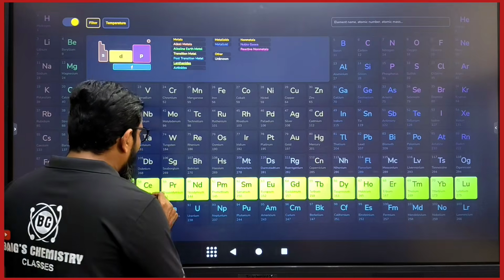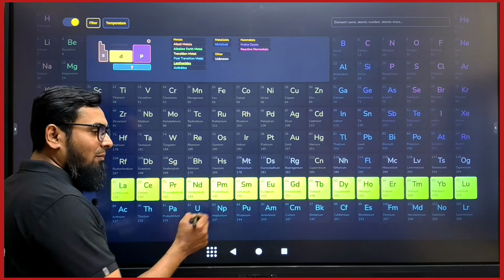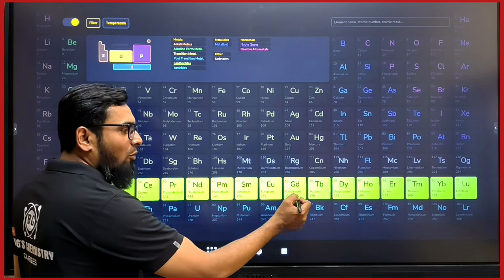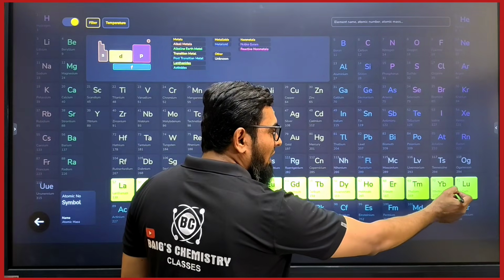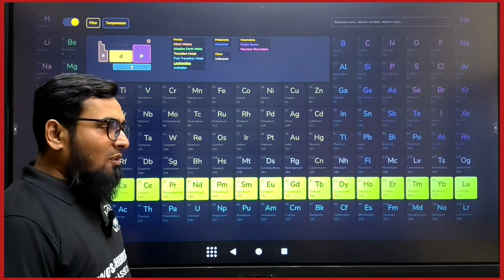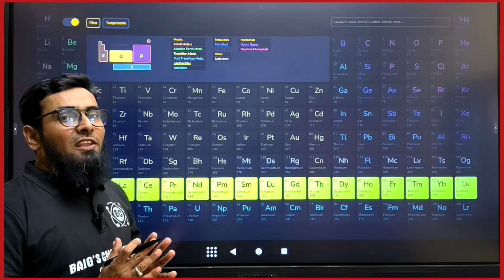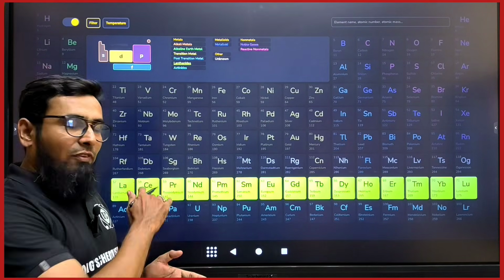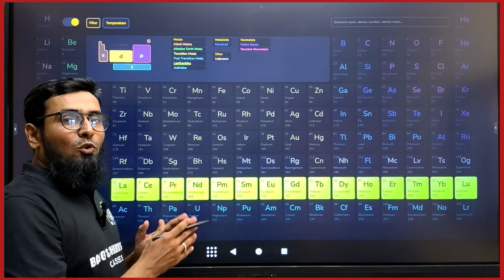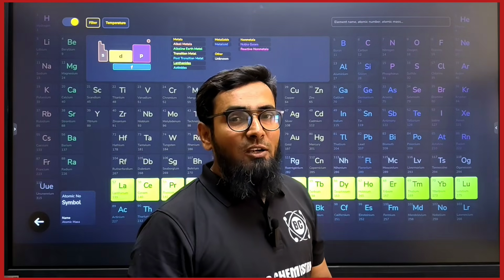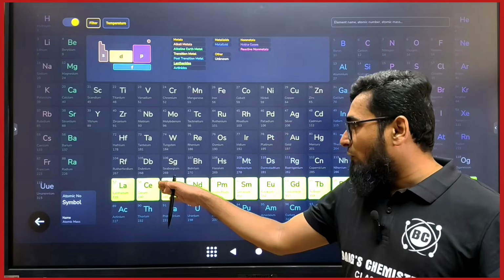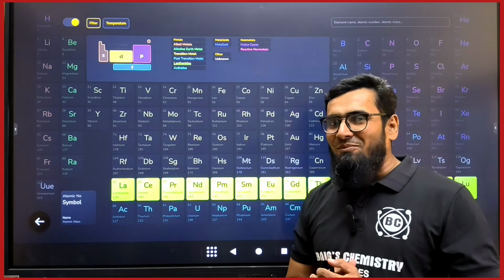So what are those? Cerium, praseodymium, neodymium, promethium, samarium, europium, gadolinium, terbium, dysprosium, holmium, erbium, thulium, ytterbium, and lutetium. If you include the lanthanum, it becomes 15 elements. When you are studying the lanthanides from cerium to lutetium, you will also include lanthanum, because its properties match with the rest of the 14 elements from cerium to lutetium.